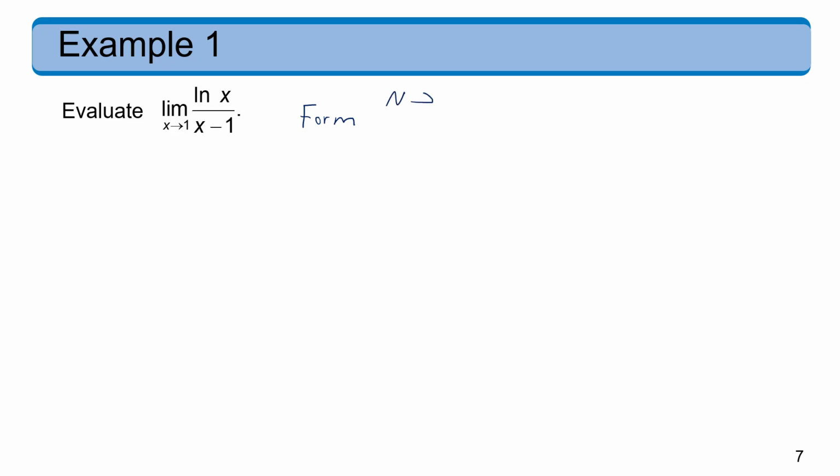So we look at the numerator and denominator separately. So we already know the denominator is going to 0, right? Because if x is going to 1, x minus 1 would approach 1 minus 1, which is 0. Now what about the numerator? If x is approaching 1, then the numerator is approaching log of 1, natural log of 1. And then hopefully we all know natural log of 1 is equal to 0. So the form looks like this: numerator going to 0, denominator going to 0.